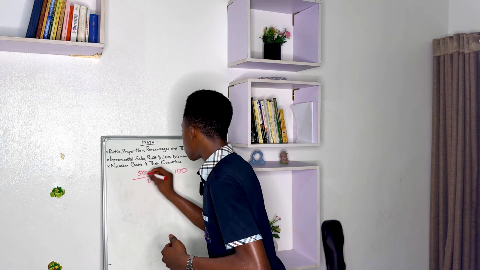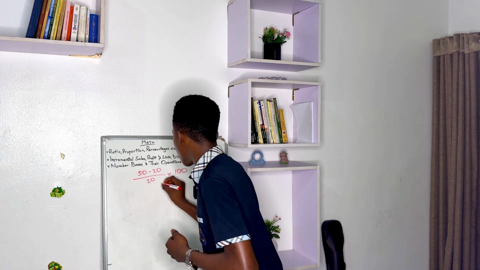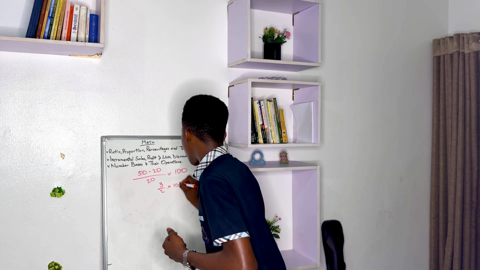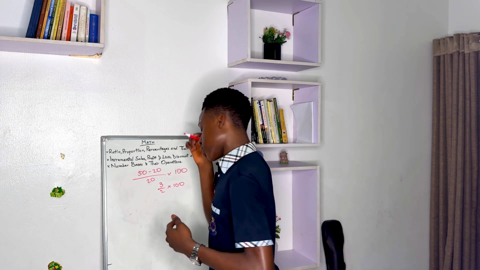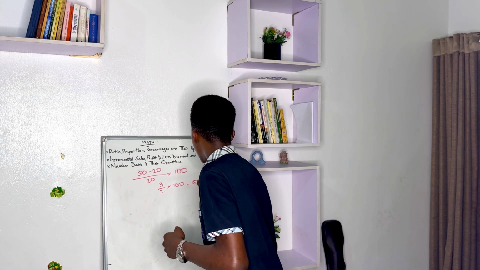And when you subtract 50 and 20, you're going to get 30. And 30 over 20 is going to be 3 over 2 in simple terms. Multiply that by 100, you're going to get 3 times 100, which is 300, and divided by 2, which is going to give you 150.